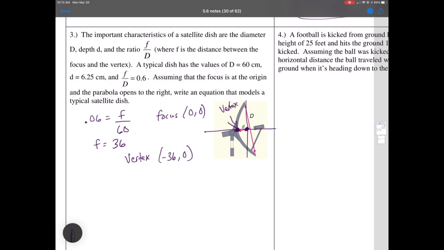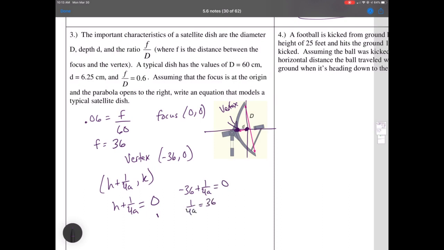So the next thing I can find is my focus point. Given that it's a parabola, the equation for my focus would be h plus 1 over 4a, k. Well, I know k is 0, so h plus 1 over 4a also equals 0 because that's my focus. And I know h is negative 36. So I'm going to solve this. So 1 over 4a equals 36.